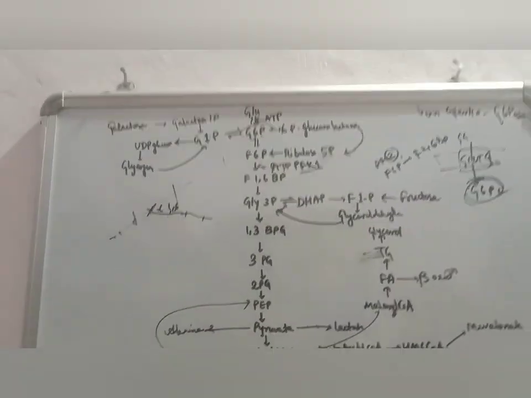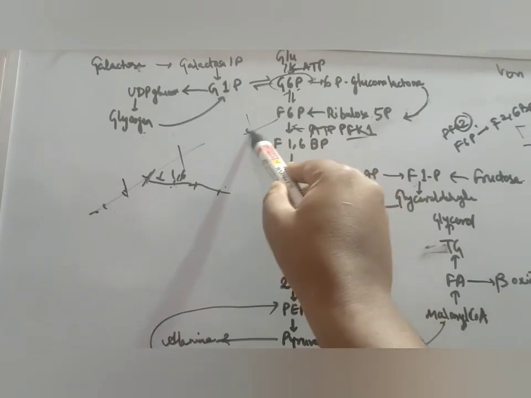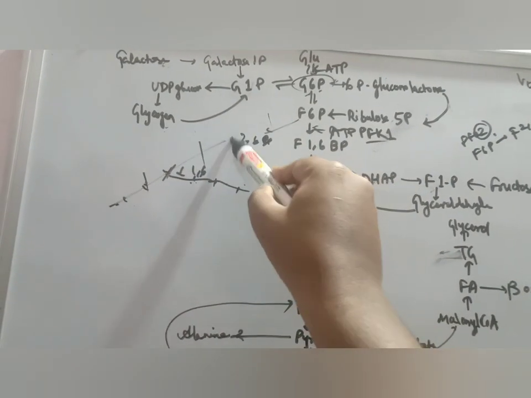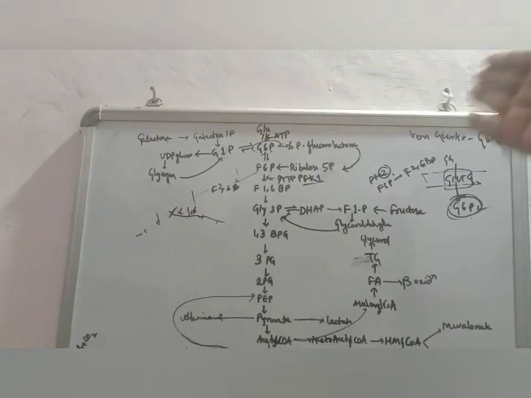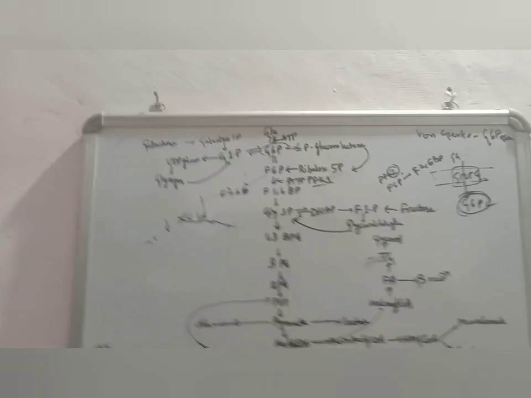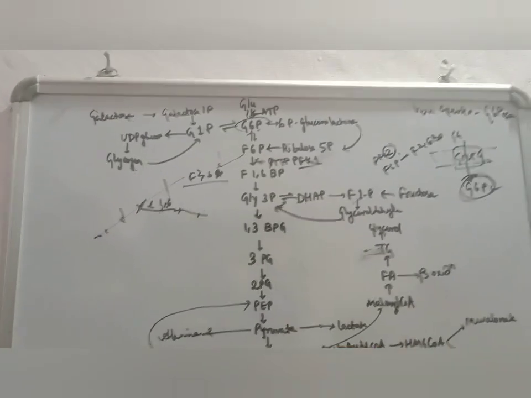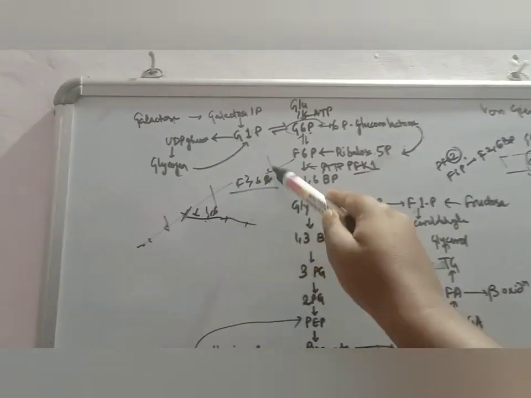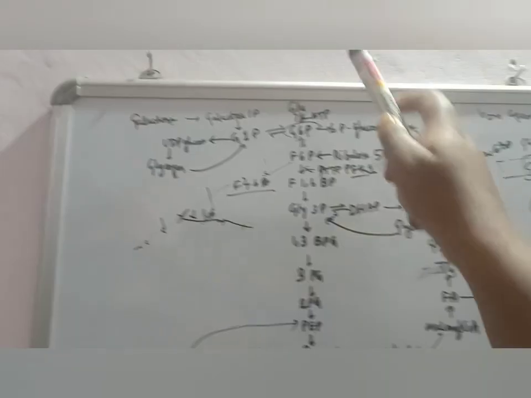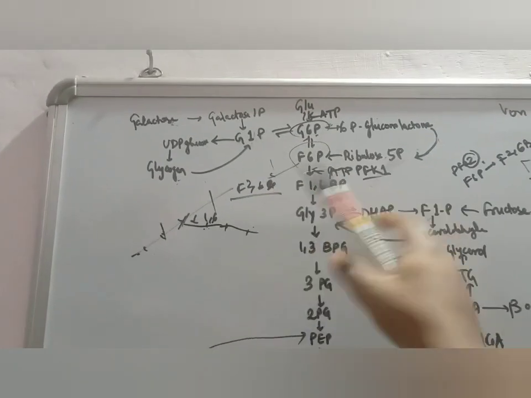Which basically means that if there is more fructose 2,6-bisphosphate in the cell, then glycolysis is not happening that much. That is why the fructose 6-phosphate is getting diverted towards the other side. So if there is more fructose 2,6-bisphosphate in the cell, it will give a feedback that, hey, your glycolysis is not happening properly. Do your glycolysis. So fructose 2,6-bisphosphate is a positive allosteric activator. It is an activator of PFK1.